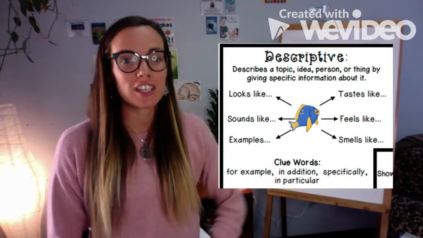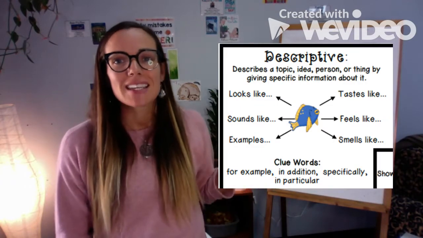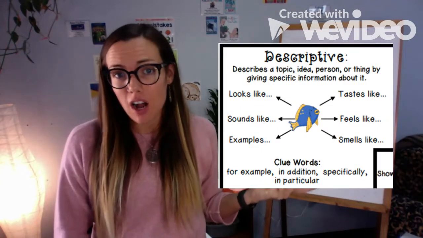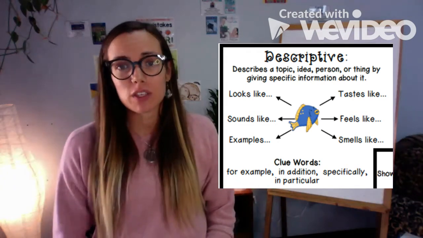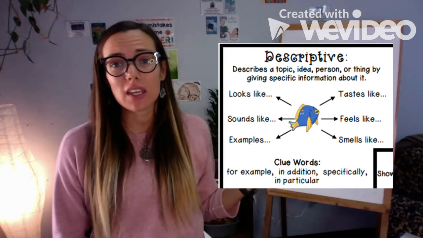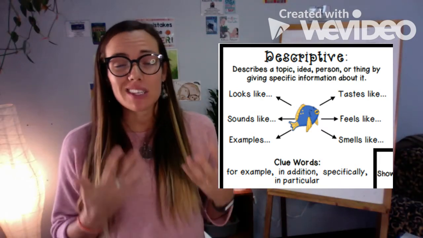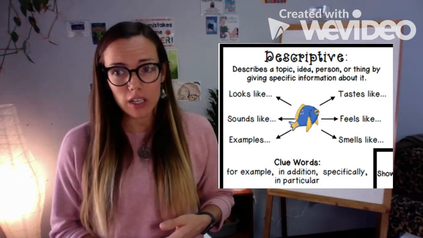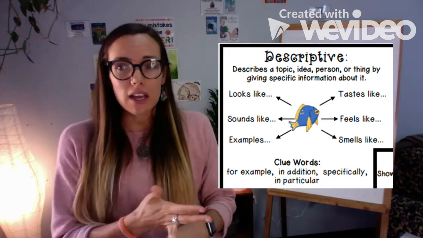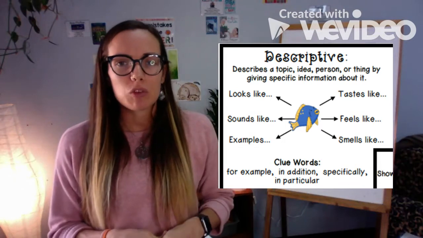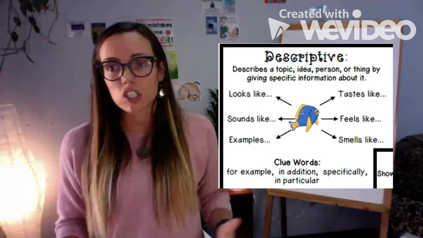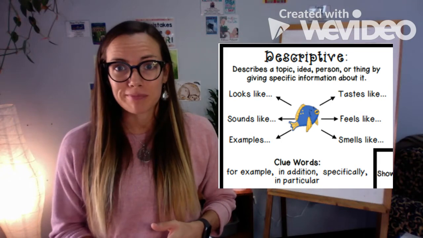There are 5 types of informational text structures, and I'm going to go through each one now. So the first type of text structure is descriptive. Descriptive is something that we're really familiar with because we see it a lot. So this is when an informational text describes a topic, an idea, or a person by giving specific information about it. It might explain what it looks like, sounds like, tastes like, feels like. You might see words like, for example, in addition, specifically, and in particular.